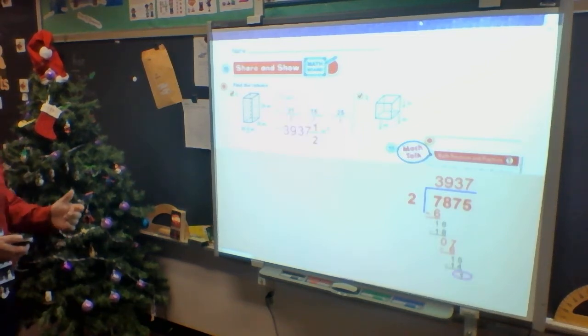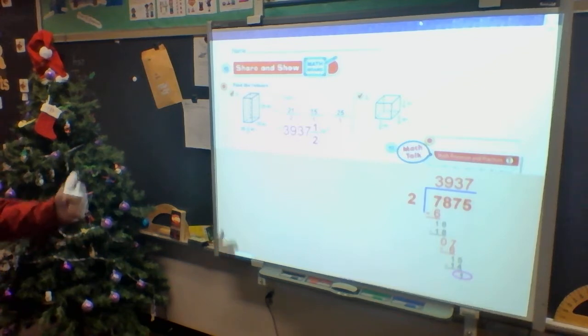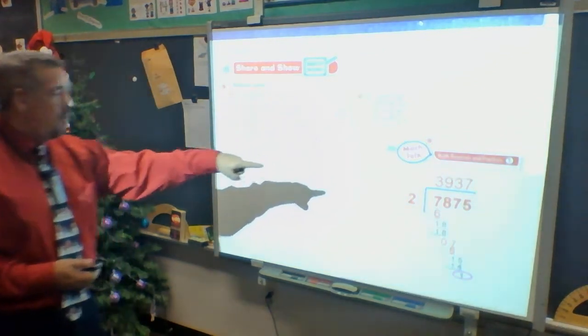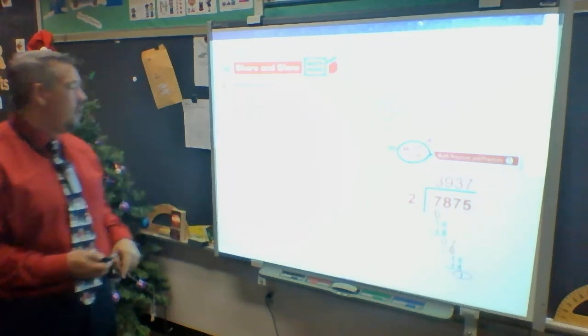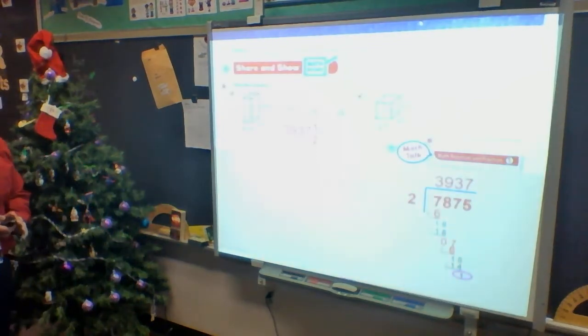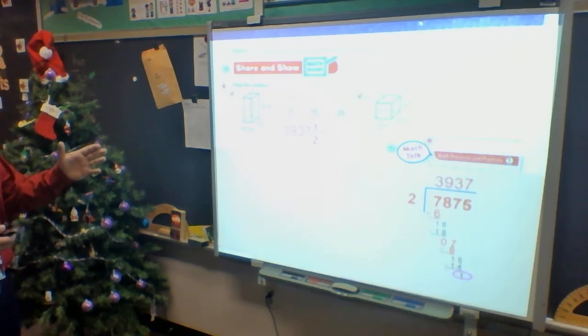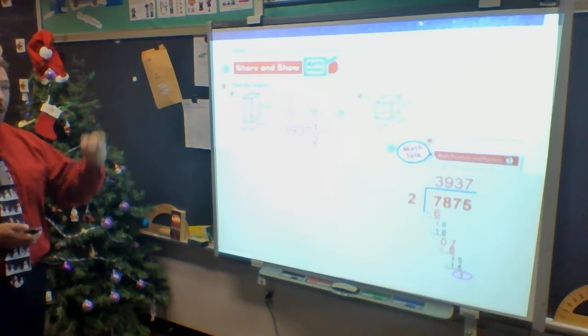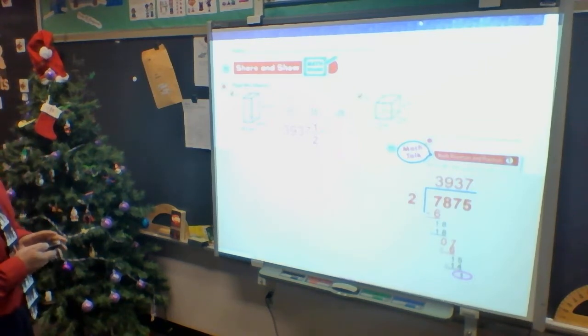I have 3,937. My remainder is my numerator. My divisor stays my denominator. So I have 3,937 and 1/2 cubic inches. That label's already given there for me, so I don't have to worry about writing it. But from this point forward, I have to write it to get a right answer.